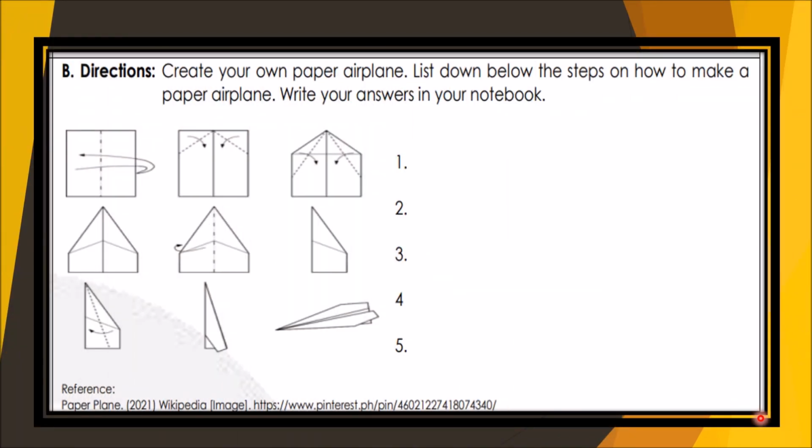So another direction for B, create your own paper airplane. List down below the steps on how you make a paper airplane. Write your answers in your notebook. So first, what will you do? Second, then, next, then lastly. So you try to think that there are illustrations in there that you should follow. Okay? Good.